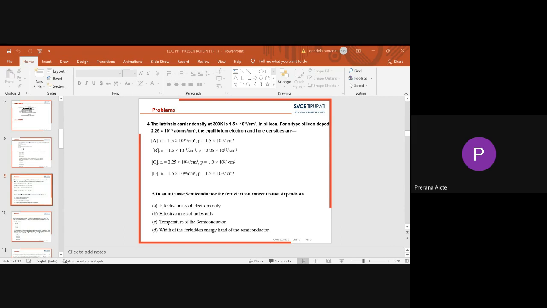So last class we discussed drift current and diffusion currents. Today we are going to discuss charge density in semiconductors.